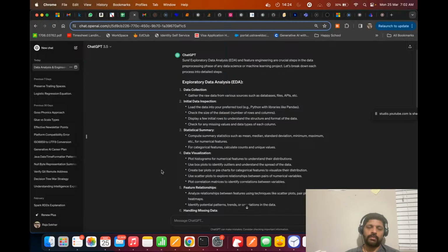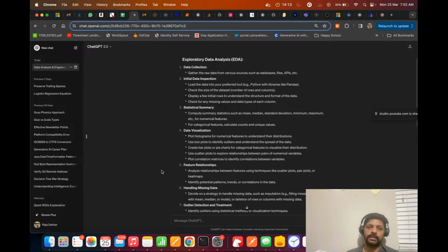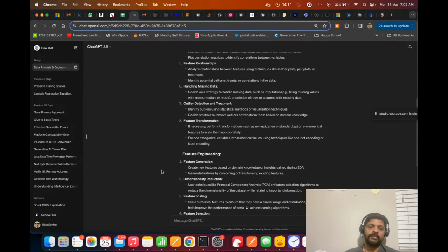So after data visualization, he says feature relationship. Analyze relationship between features using techniques such as scatter plots, pair plots, or heat maps. Identify potential patterns, trends, or correlations in the data. Handling missing data: decide on a strategy to handle missing data, such as imputation, for example filling missing values with mean, median, or mode, or deletion of rows or columns with missing data. So missing data means within a column, certain data is not filled, it is null, NaN kind of stuff.